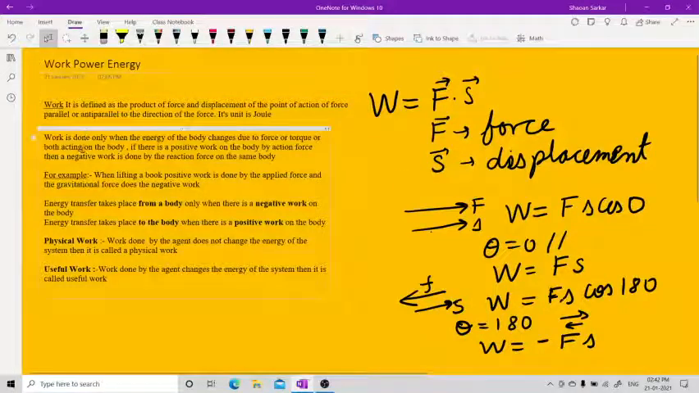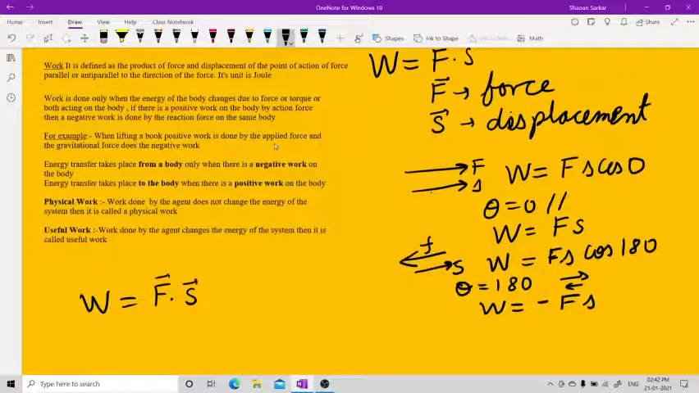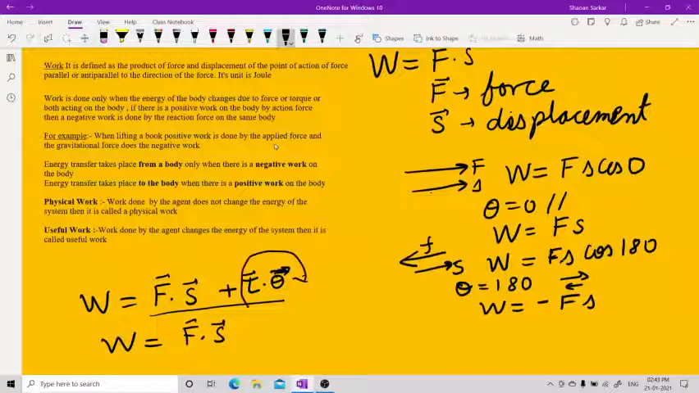Now the next point is work is done only when the energy of the body changes, due to force or torque. The proper full expression of work is F dot S plus or minus torque with a change in a small angle theta, a very small angle. Big angles are not considered vectors; very small angles are considered. This is the total expression, but in your syllabus you only need F dot S. You don't need this total expression.